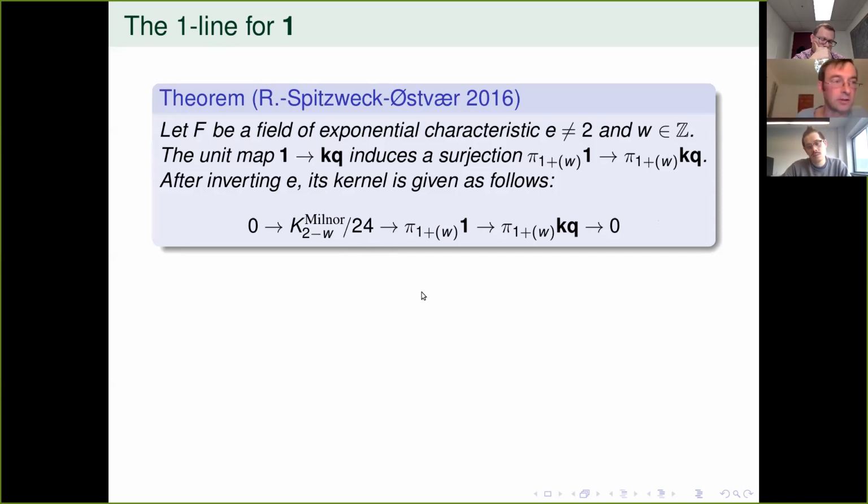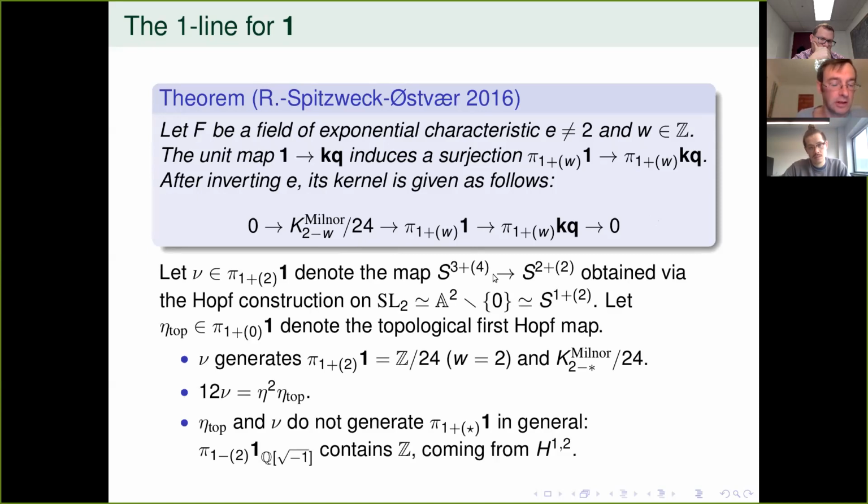And this is the thing that Dan already asked about, what about generators here? And here's the description of generators. So here's the second algebraic Hopf map, nu, which can be defined, for example, using the Hopf construction on SL2. SL2, the group of matrices, is via projection equivalent to A2 minus 0, and this is a 1 plus brackets 2 sphere. So we get a map of spheres. And this is one obvious map in the one line. The other obvious map in the one line is the topological Hopf map, which of course you have over any base.